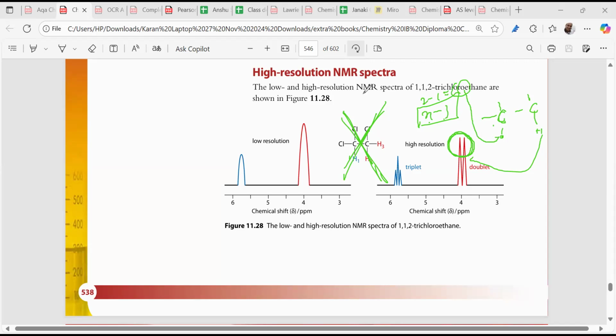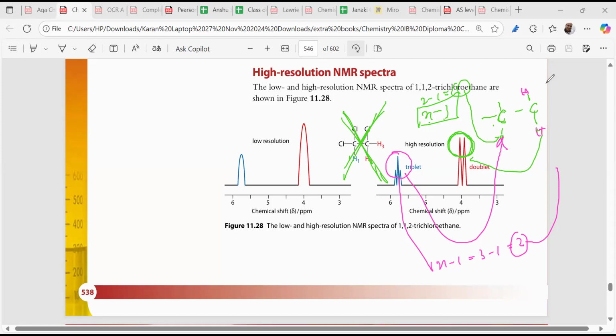Now, if you are given the graph with a triplet, the next carbon will be having how many hydrogens? Please tell me. N minus 1, that is 3 minus 1, which is 2. There will be 2 hydrogens. Is it clear to you now? Understood? This part is clear.